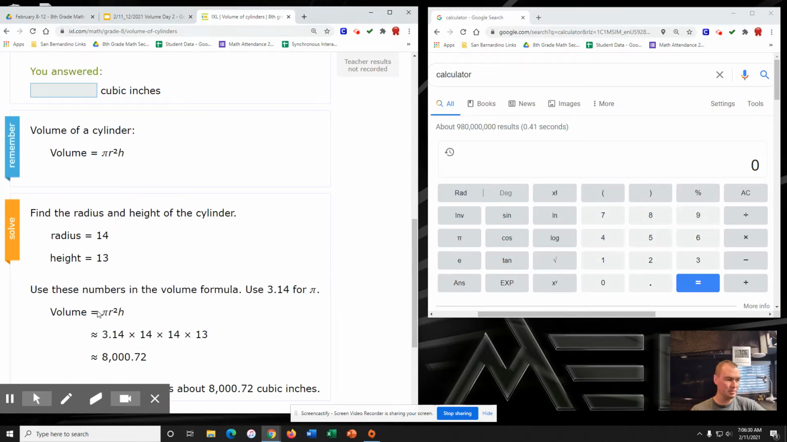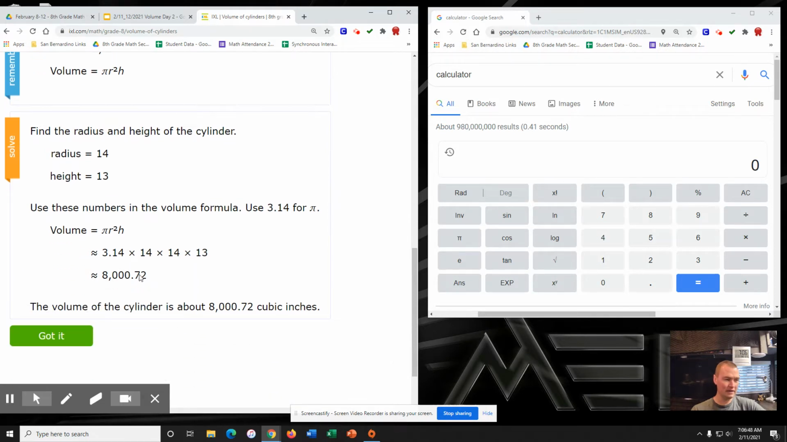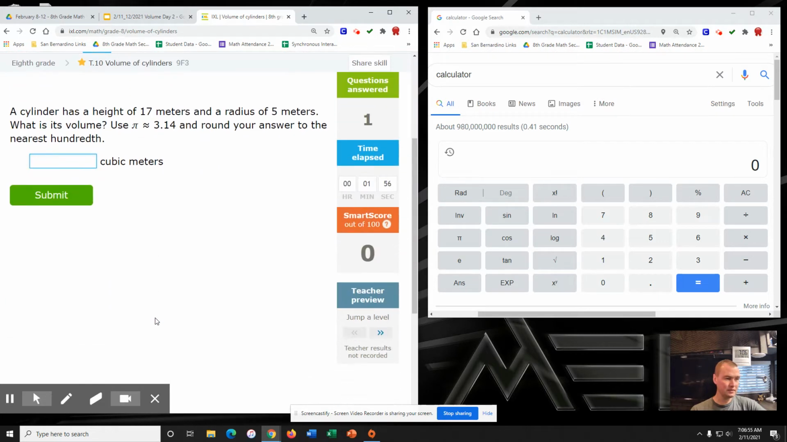All right, and if you notice here, they plugged it in. 3.14 goes in for pi. Radius goes in twice because it is to the second power, so it is itself multiplied by itself, not times 2. So again, not times 2, but 14 times 14, two of them, and times 13, the height. Whatever that gives you is your final answer. So hence why we've got the calculator open as well today. All right, here we go.